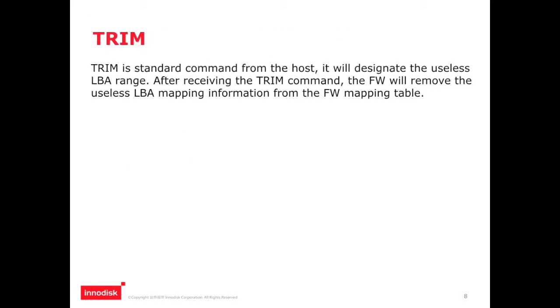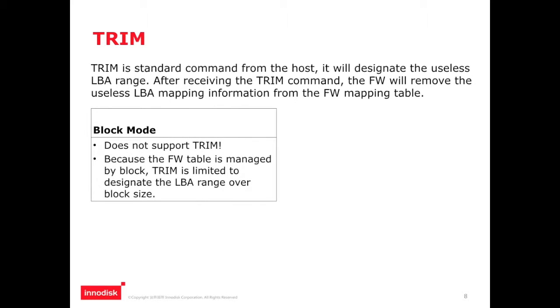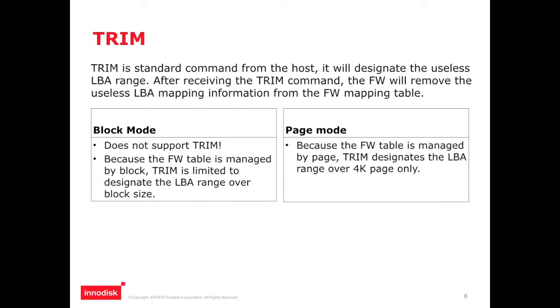Trim is a standard command from the host. It will designate the useless LBA range. After receiving the trim command, the firmware will remove the useless LBA mapping information from the firmware mapping table. Page mode supports trim, but block mode cannot support it.